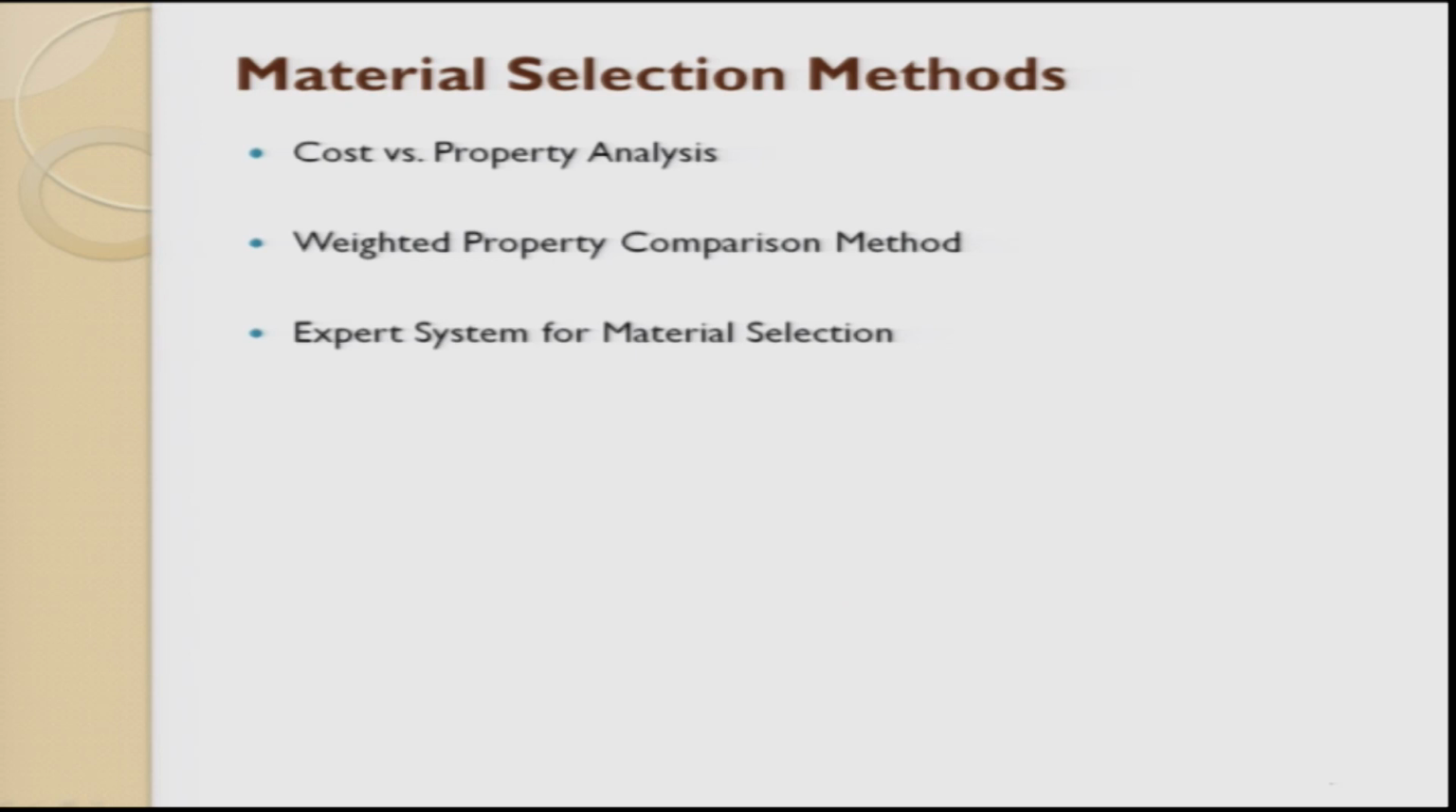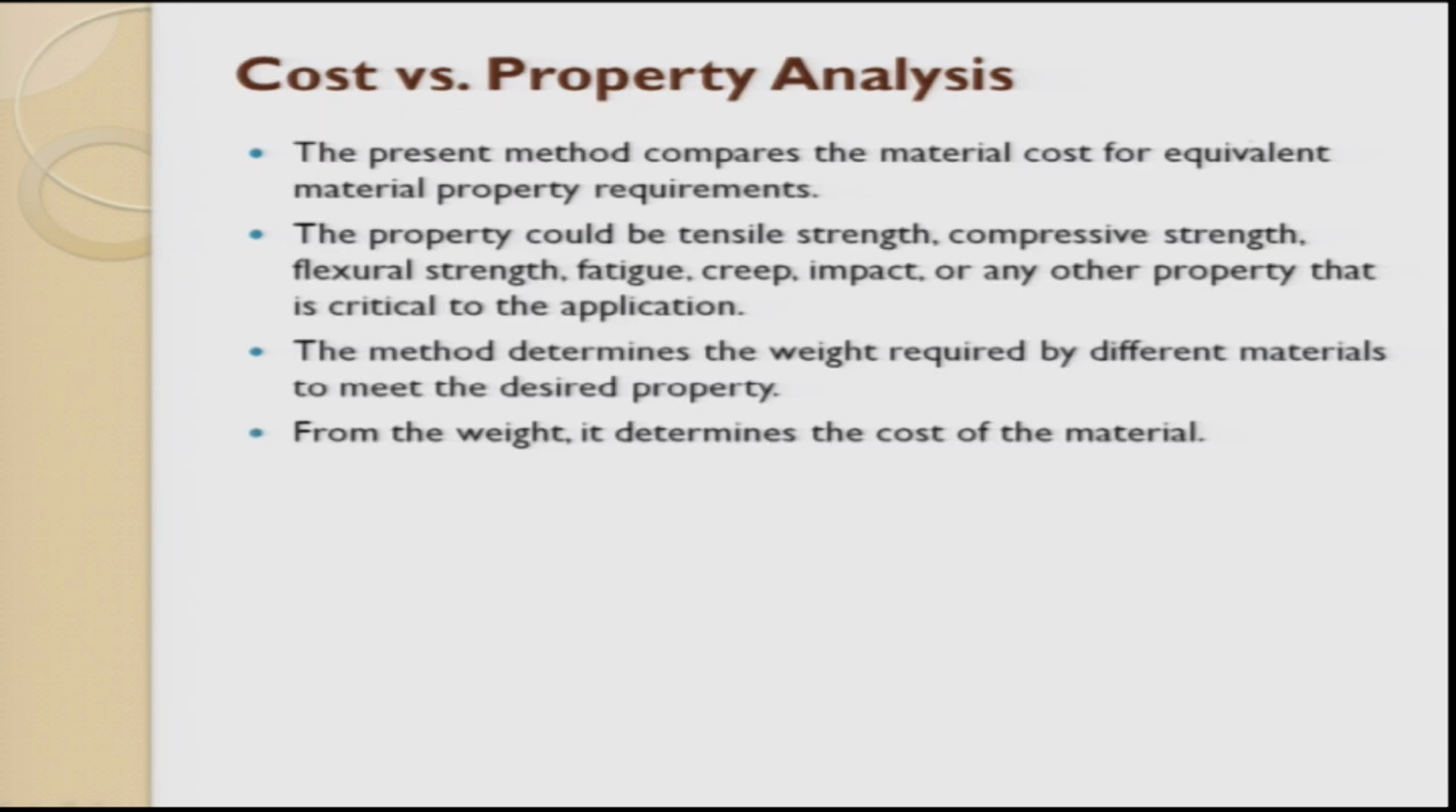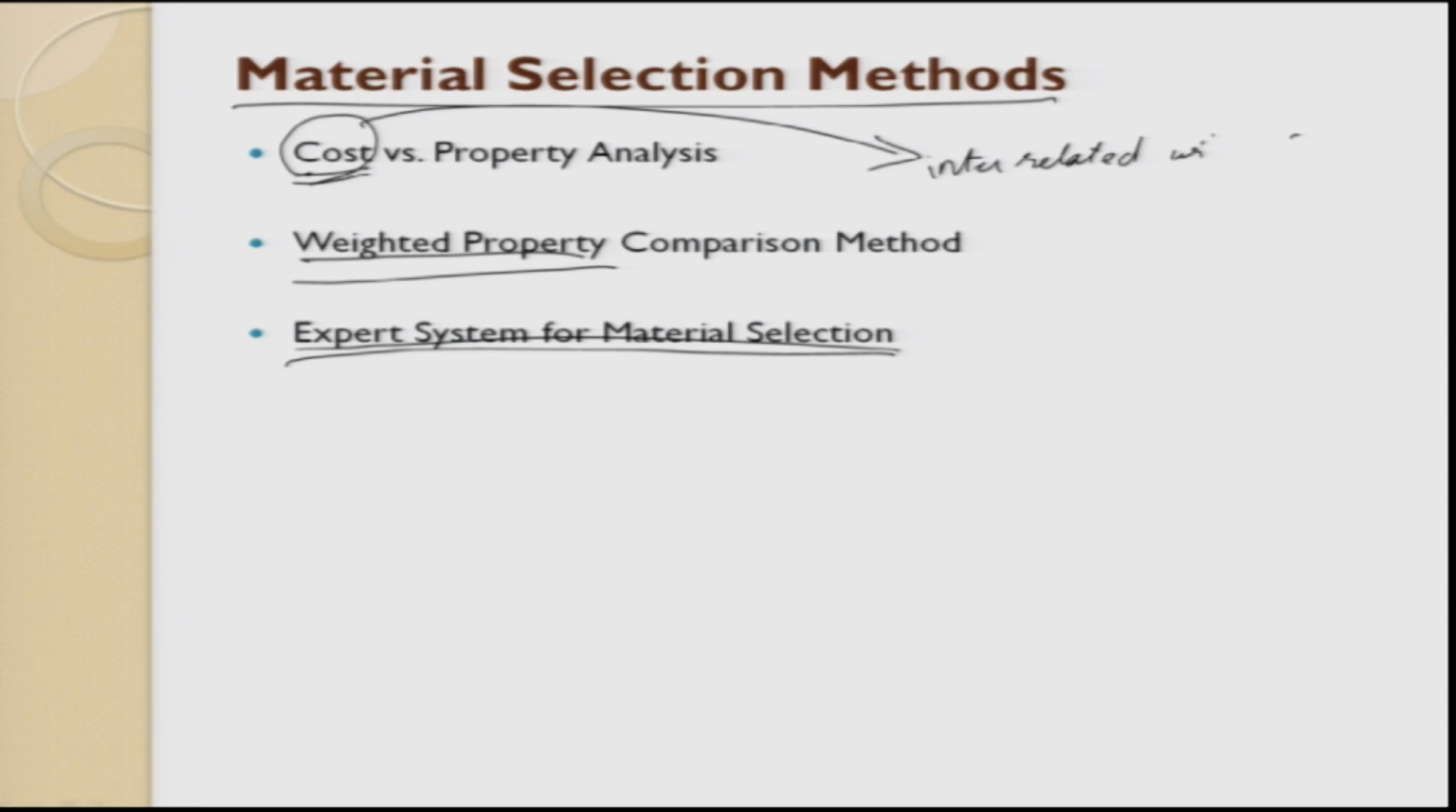So there are different ways of selecting the materials, a material selection method. The major thing is based on cost, as I told early, then comes weight, and then finally expert systems, which are available today in doing it. Cost is a term which is interrelated with performance. Okay. Then is weightages, weighted properties comparison. So that's what we do.